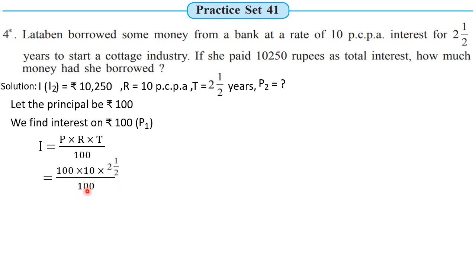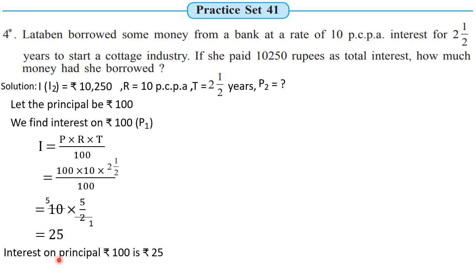Okay, so see now here what happens? 2 zeros and here 2 zeros will get cancelled. So what is remaining? 10. Okay, and here when we do this, it will be 10 into 5 upon 2. So see here, 2 ones are 2, 2 fives are 10. So 5 into 5 is how much? It is 25, right? So we got that the interest on principal 100 is rupees 25.